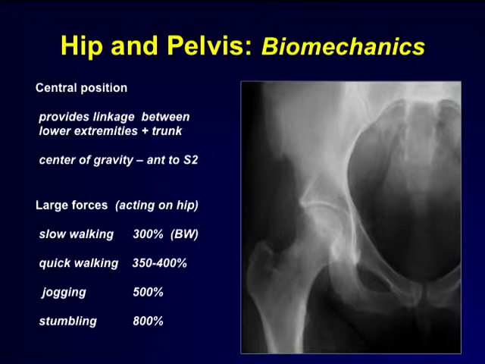If you look at the large forces acting on the hip, when you do just slow walking, it's 300% of your body weight, okay? Now move that up to quick walking, it goes up to almost 400%, 4 times your body weight on the hip itself. Jogging to 500, and if you stumble and suddenly axially load that, it goes up to 8 times your body weight. That's pretty phenomenal that our hips aren't all just completely degenerated by the age of 30.